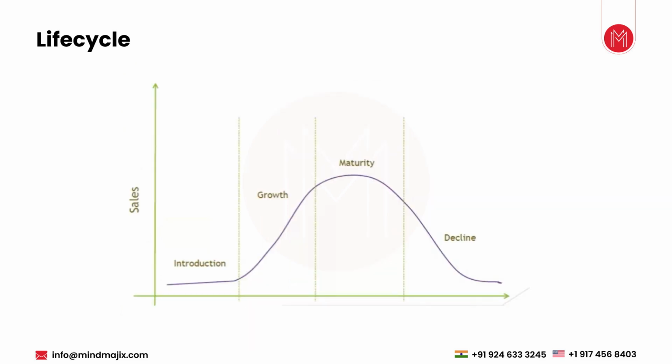The second word, after product, is life cycle. Life cycle itself is a big topic. However, in terms of the PLM subject, what we are comprising in the life cycle is all the products which go through a certain life cycle, and that life cycle has different phases. For example, here we have shown a sales versus time graph.